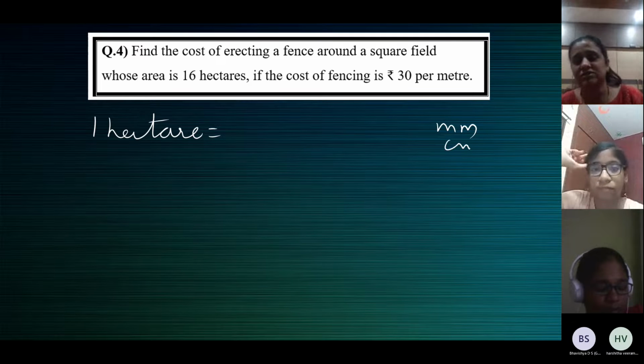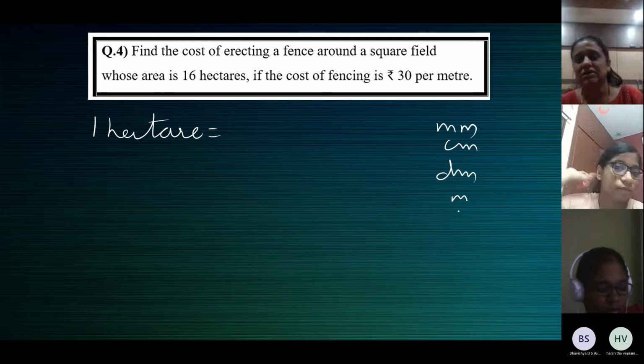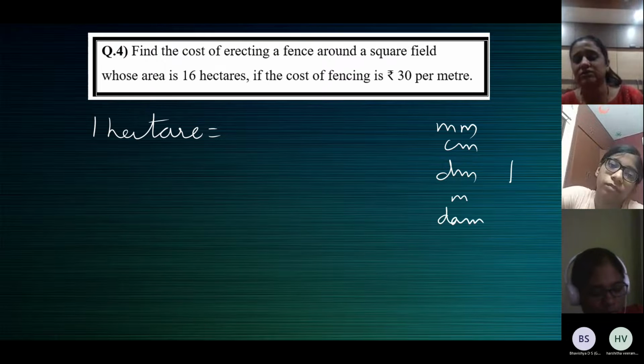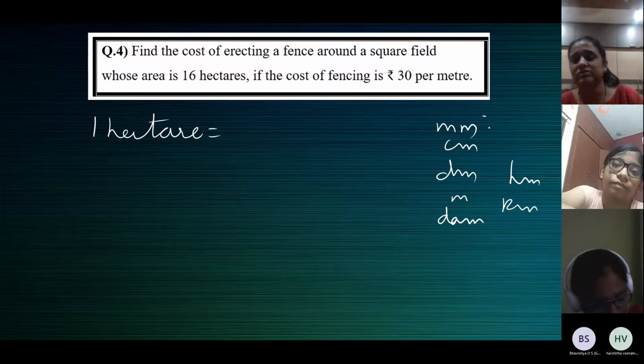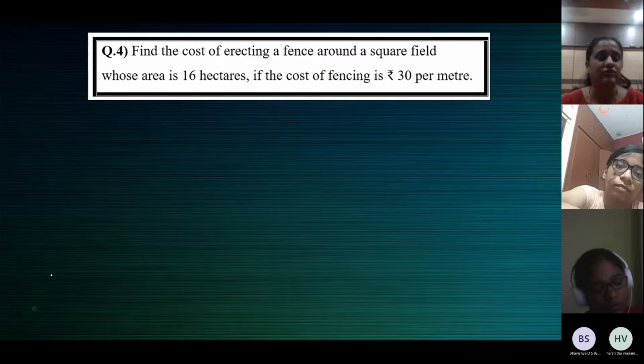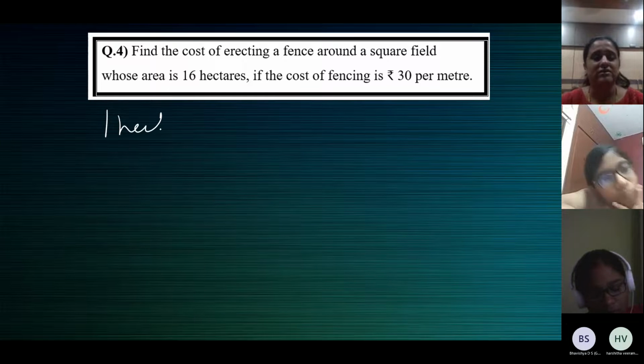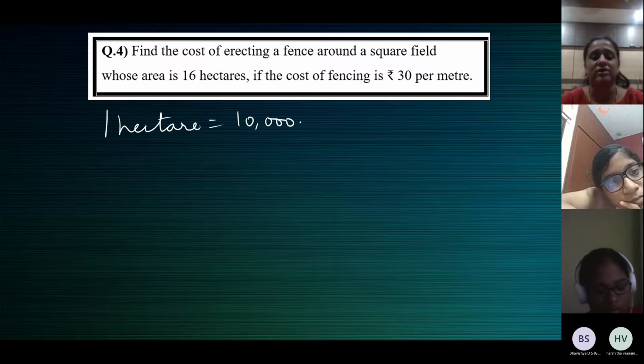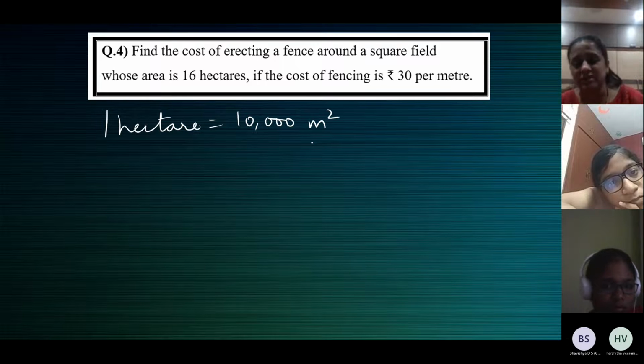Millimeter, centimeter, decimeter, meter, decameter, hectometer, kilometer. These are units for length. Hectare is not a unit of length. Hectare is a unit of area. 1 hectare means an area of 10,000 meters square.